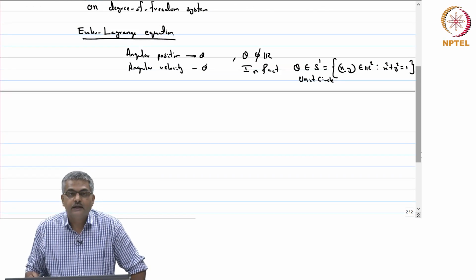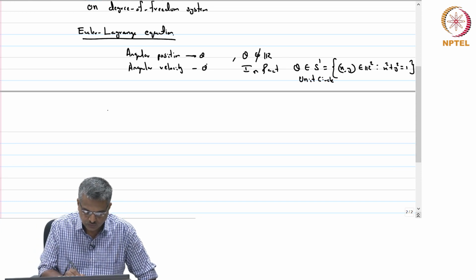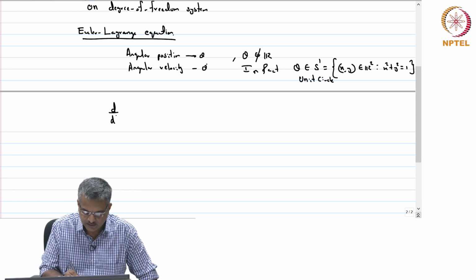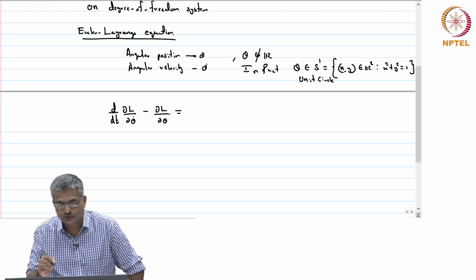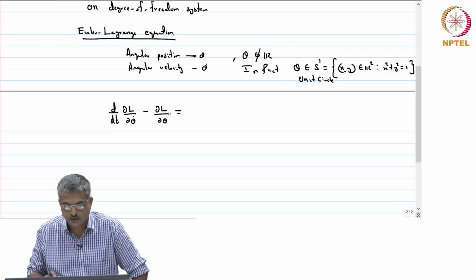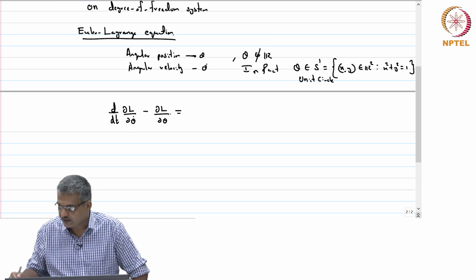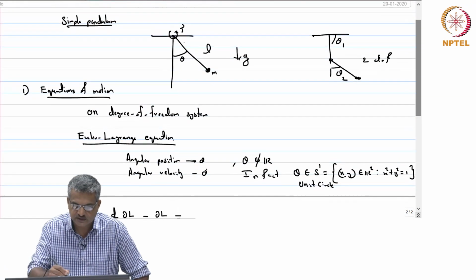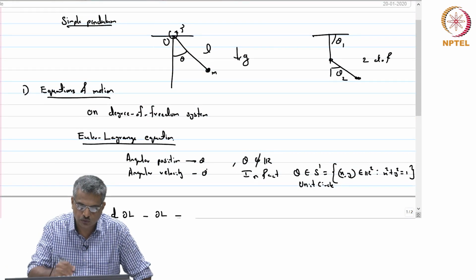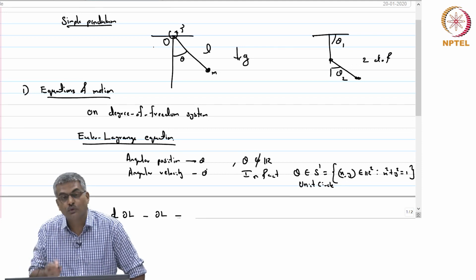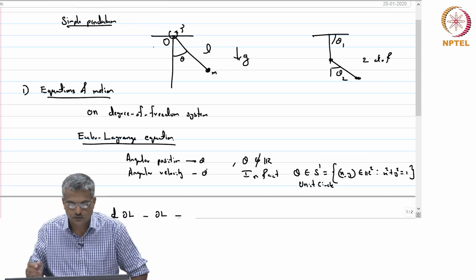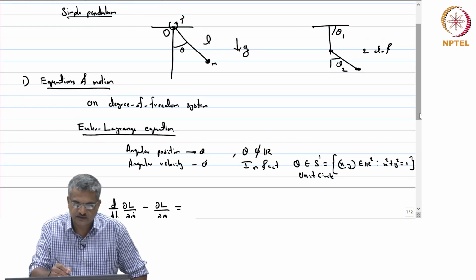So, let us write down the Euler-Lagrange equation for this. The Euler-Lagrange equation is given by d by dt of dou L by dou theta dot minus dou L by dou theta is equal to all the external forces acting on the joint, right. So, what are the external forces acting on the joint? There is only one joint here, let us call it O. We will assume that there are no frictional forces. So, the only external force is the torque applied to the joint. We will assume that this is a revolute joint.